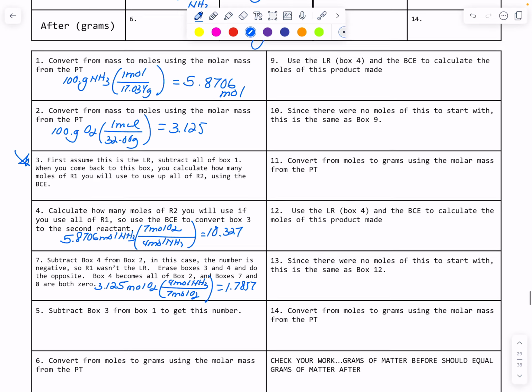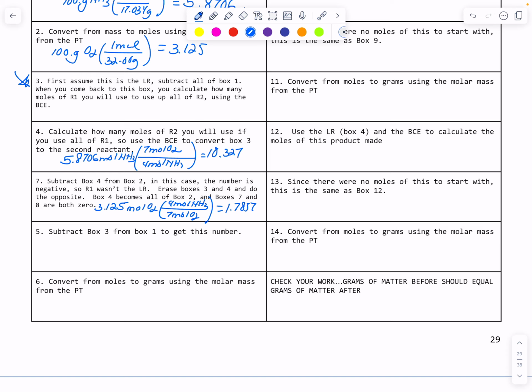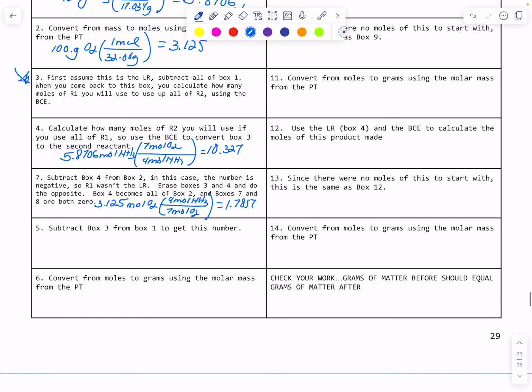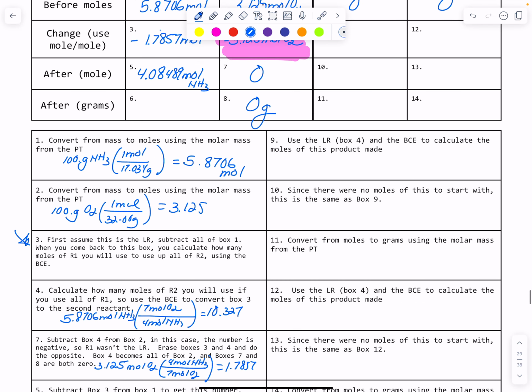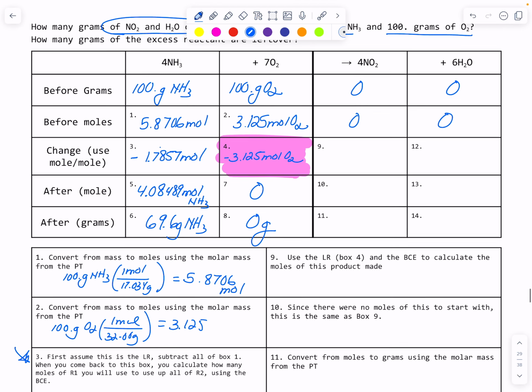And now, in order to get box number 6, convert from moles to grams using the molar mass. So I know that I have 4.0849 moles of ammonia left over. Just converting that over to grams, I get 69.6 grams of ammonia left over. Therefore, that is reiterating that ammonia is not my limiting reactant.